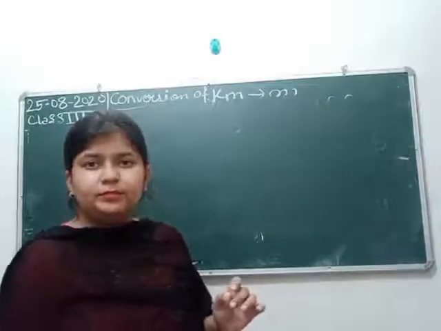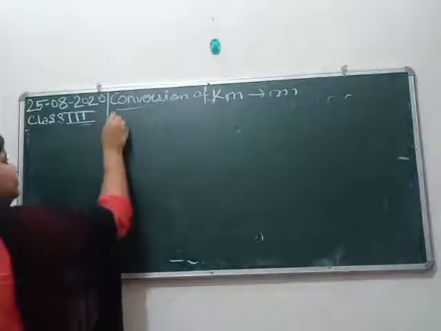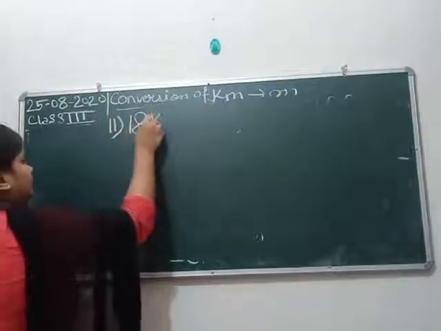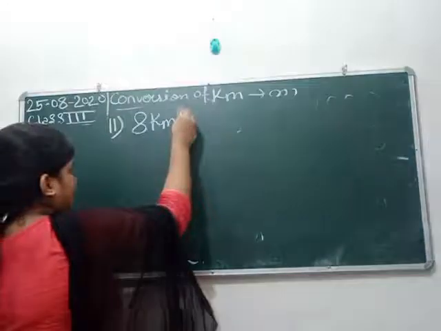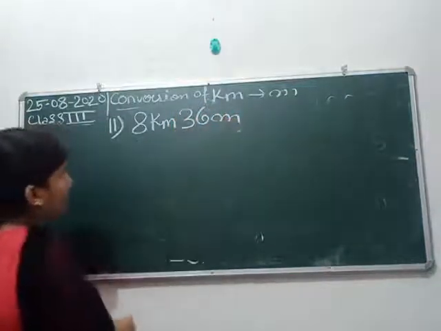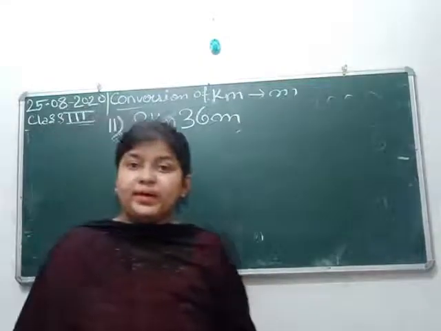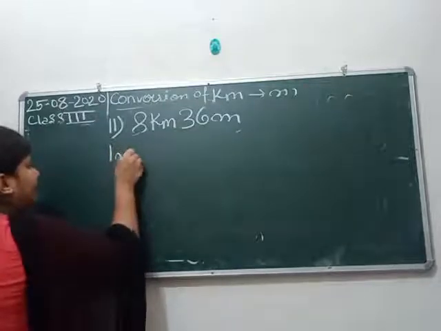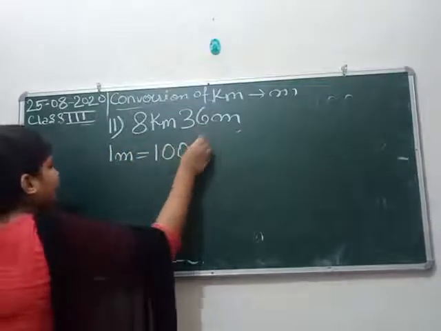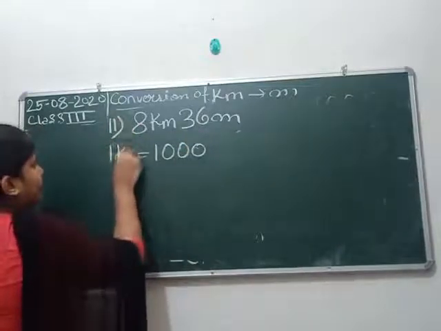So the next question is 8 kilometer 36 meter, and we have to convert this into meters. See, the first line will remain the same: 1 kilometer is equal to 1000 meter.